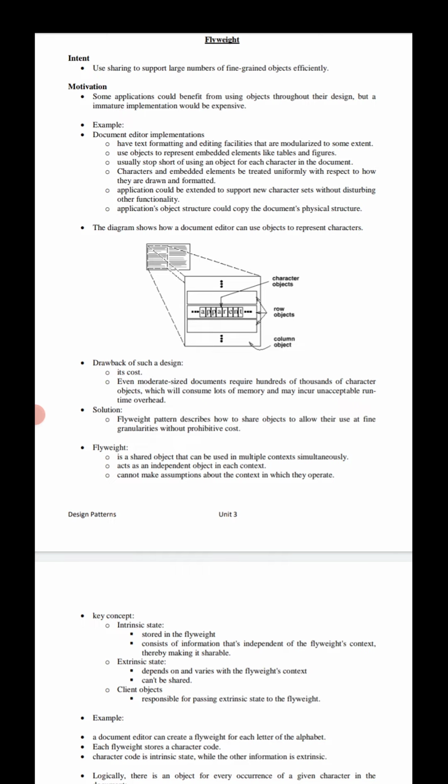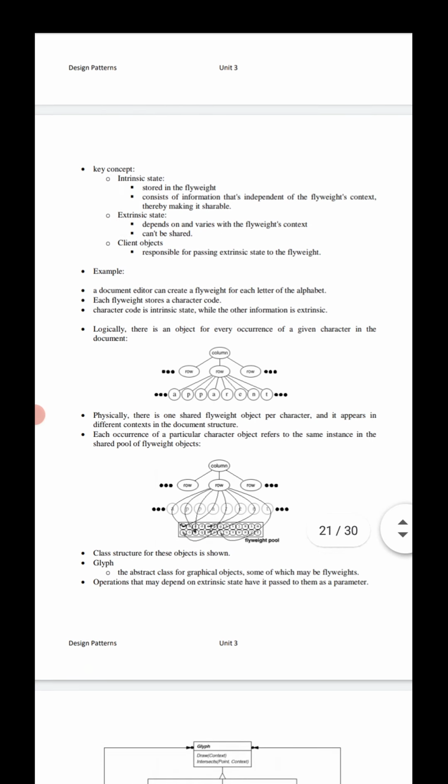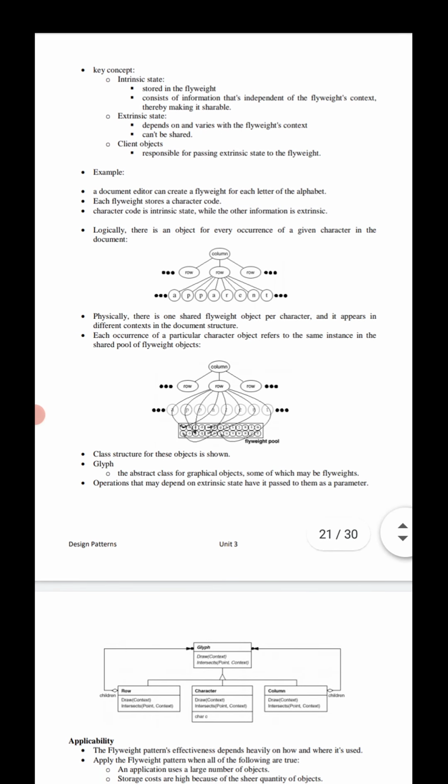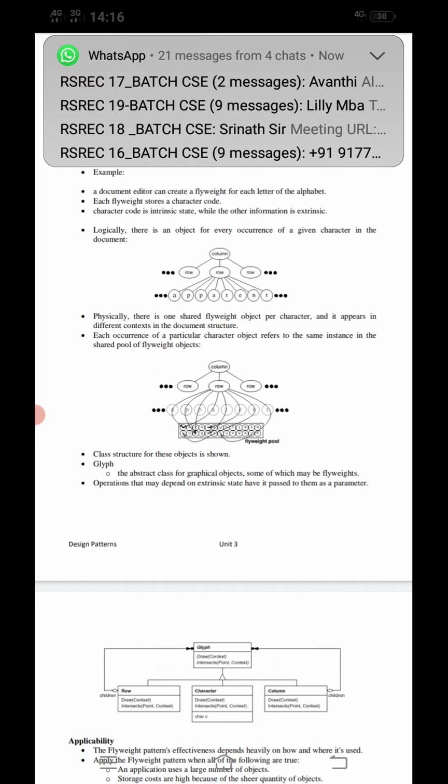Here, what are the key concepts? Already I told you the key concepts. Intrinsic state is stored in the flyweight. It consists of some particular information that is independent of the flyweight context, thereby it is very shareable. And coming to the extrinsic states, these are not constants and need to be calculated on the fly. They are not stored in memory.